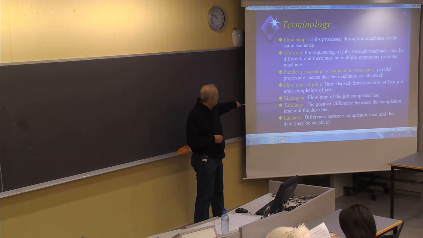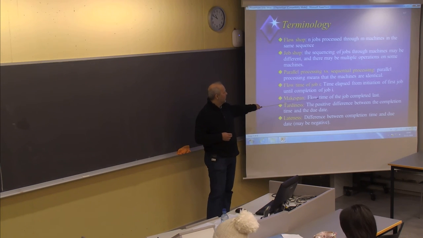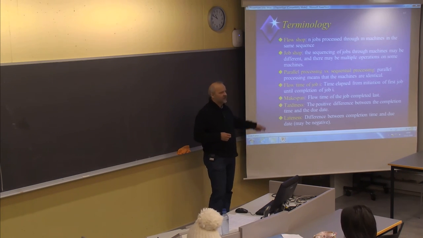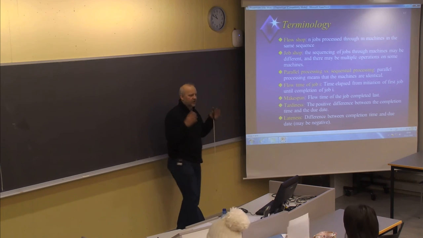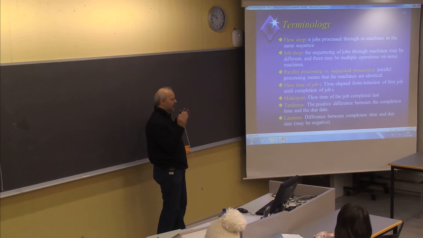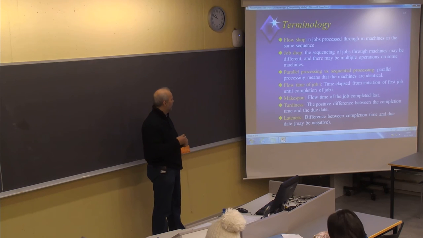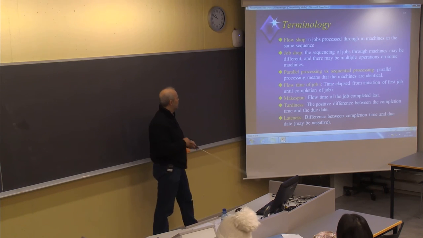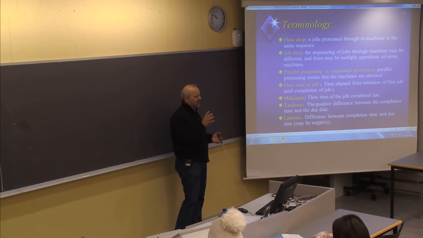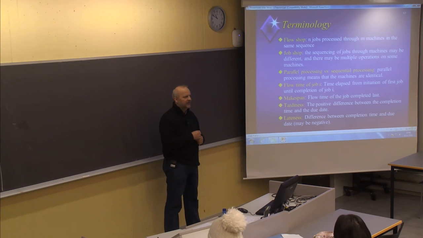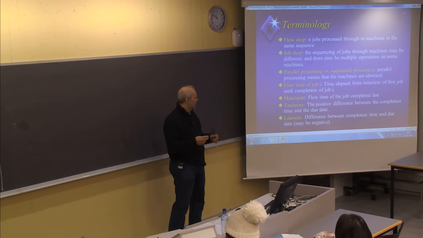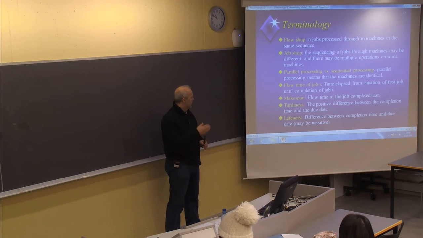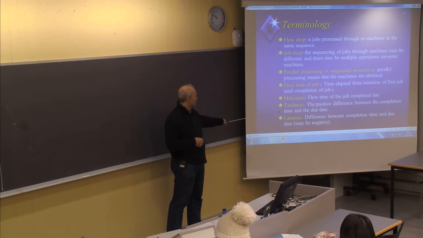We define the make span as the flow time of the job completed last, which means the job in the plan which is finished last. If we make a plan of five jobs, the make span will be the same independent of the sequence of the jobs if they take exactly the same time independent of the sequence.